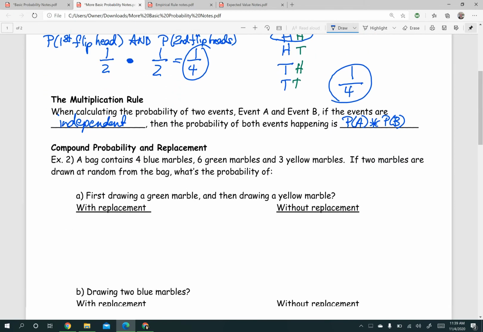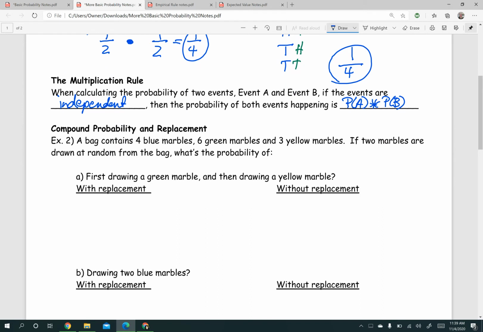Okay? So let's talk about these marbles in the bag. We have 4 blue marbles, 6 green marbles, and 3 yellow marbles. Well, we still have 13 total marbles.